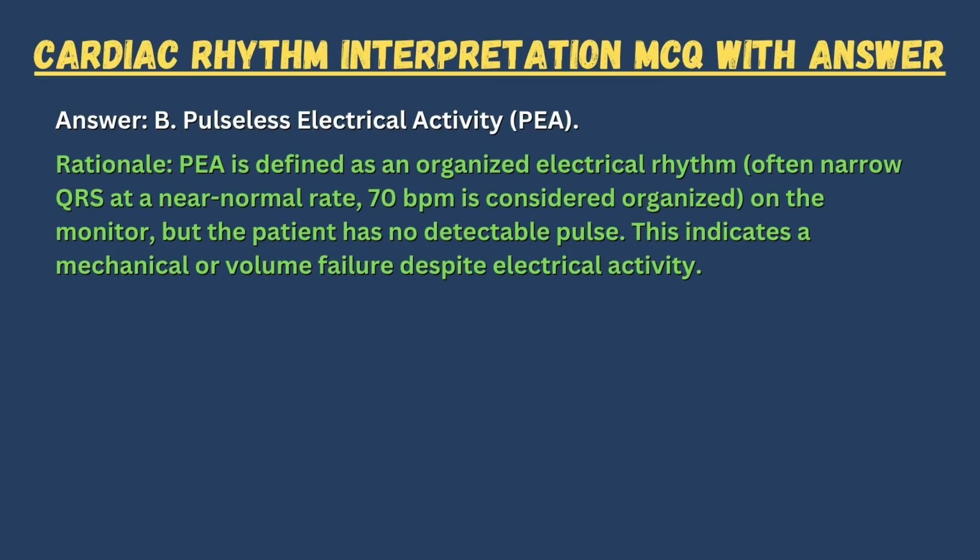Rationale. PEA is defined as an organized electrical rhythm, often narrow QRS at a near normal rate. 70 beats per minute is considered organized on the monitor, but the patient has no detectable pulse. This indicates a mechanical or volume failure despite electrical activity.